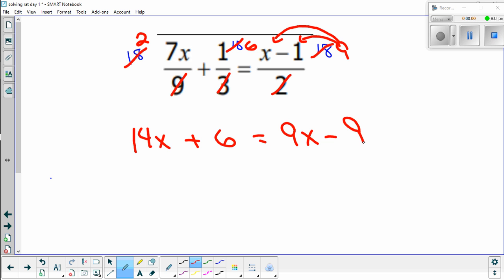I would like you with your neighbors to solve that. Could you figure out what the answer is? Take a second. See if you're smarter than me. But I really love these because we don't do solving with fractions. We get rid of the fractions. And that's why I like them.